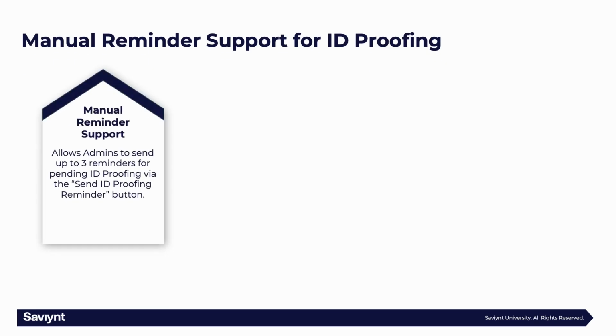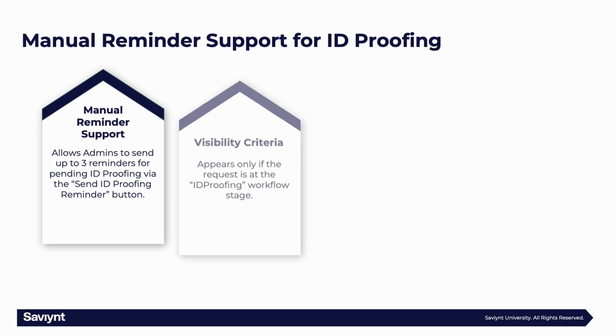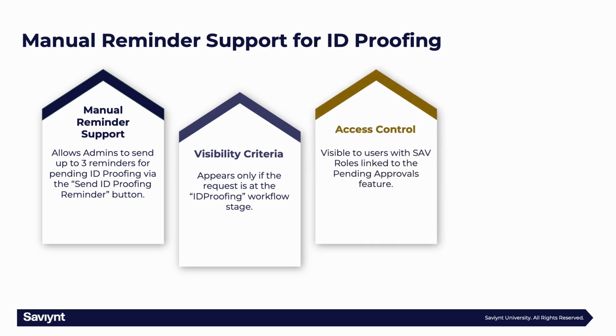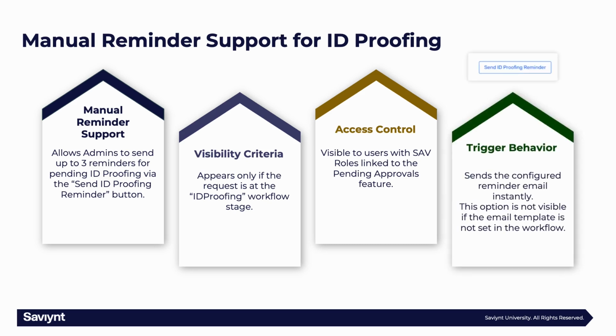With the Brisbane release, Saviynt Identity Cloud admins can now send up to 3 manual reminders for pending ID proofing. The Send ID Proofing Reminder button appears when the request is at the ID proofing workflow stage. This feature is accessible only to users with SAV roles linked to pending approvals. When triggered, the reminder email is instantly sent using the configured template. If no email template is set, the reminder button will not be visible.